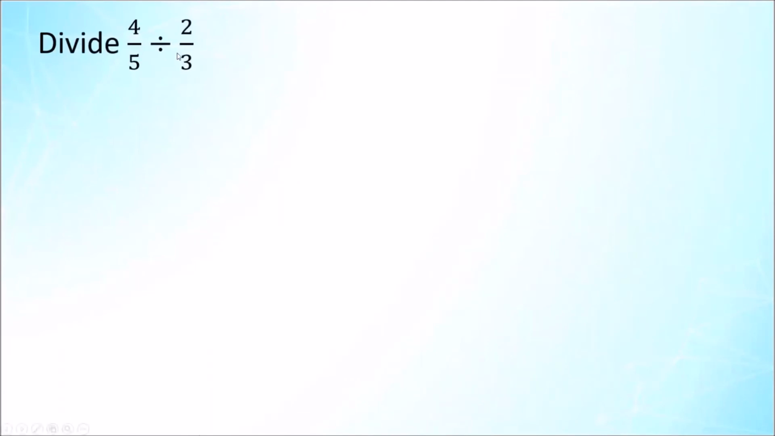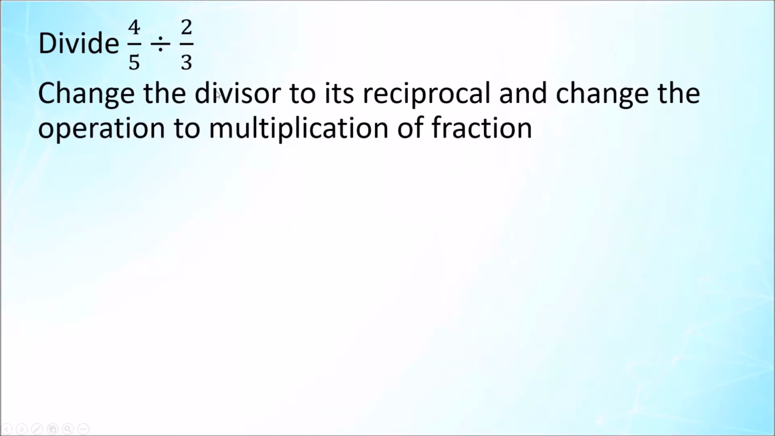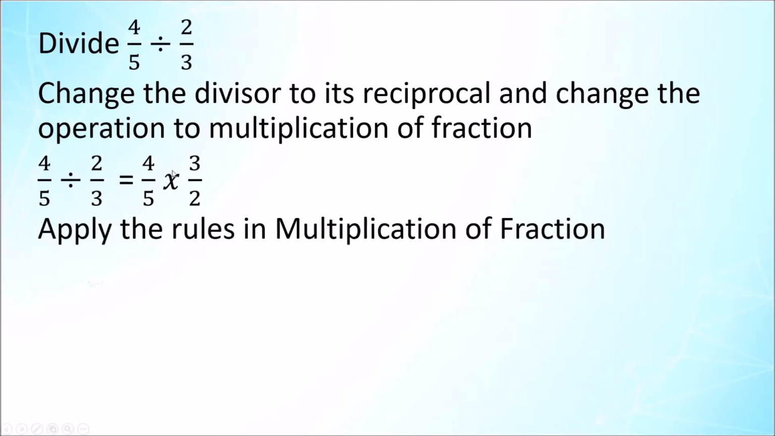Divide 4 over 5 divided by 2/3. So, kopyahin natin si 4 over 5 at itong division magiging multiplication at ang reciprocal ng 2 over 3 ay 3 over 2. Change the divisor to its reciprocal and change the operation to multiplication of fraction. So, 4 over 5 divided by 2/3 is equal to 4/5 times 3 over 2. Then apply, multiply the numerators and multiply the denominators.